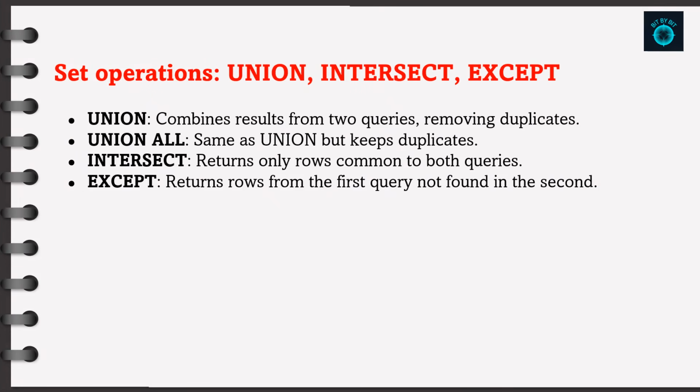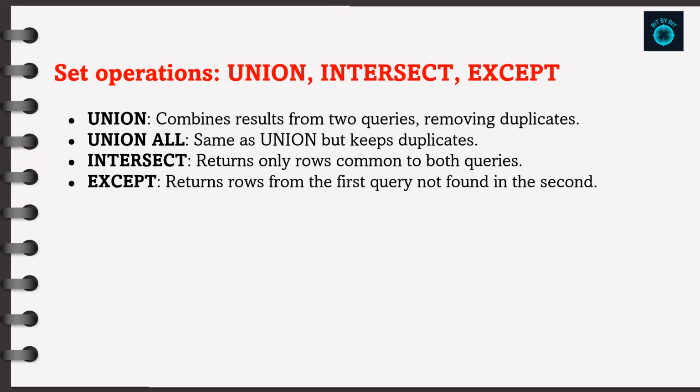Set operations. Set operations in SQL allow you to combine or compare results from 2 or more queries. The union operator combines the results of 2 queries into a single list, but it automatically removes duplicate rows. If you want to keep duplicates, use union all instead.